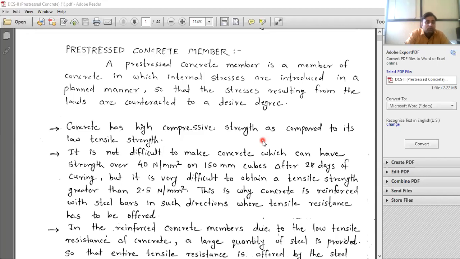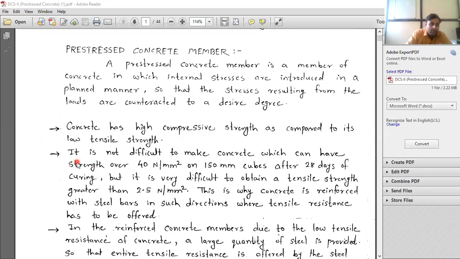Now here, concrete has a high compressive strength as compared to its low tensile strength. The first thing you know is that concrete has high compressive strength, but you know that the tensile strength of concrete is very low. That is why we combinedly put steel and concrete in a member, so steel can take the tensile load and concrete can take the compressive. This is the first point.